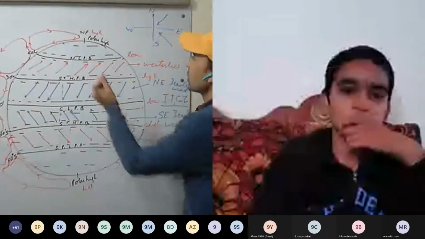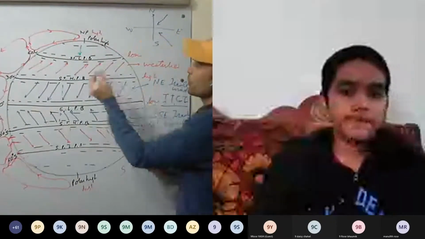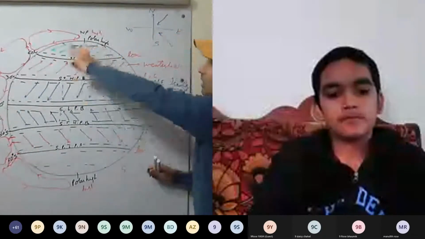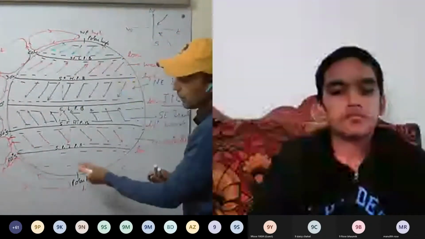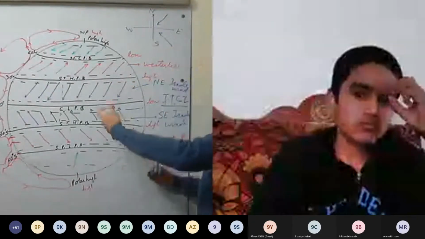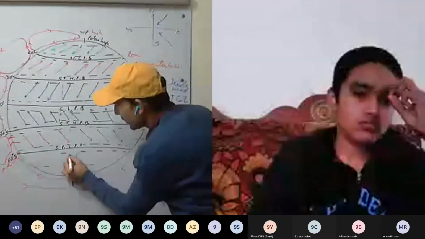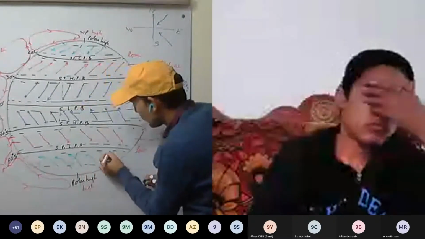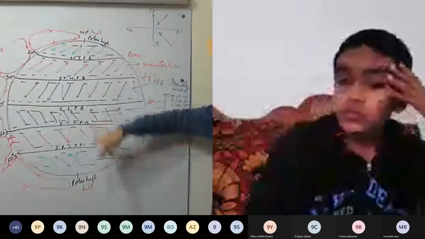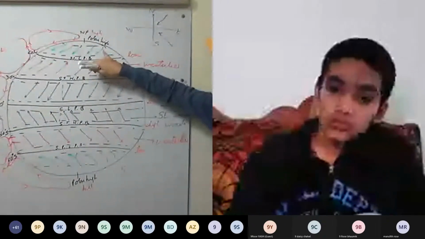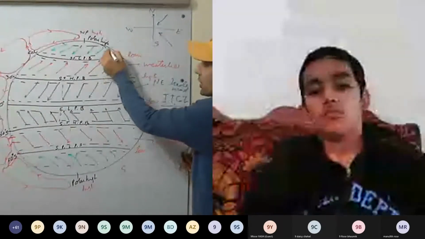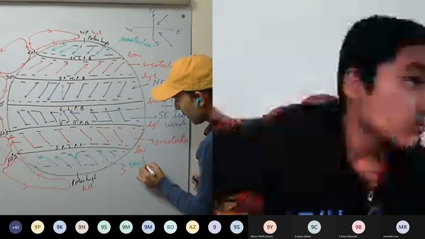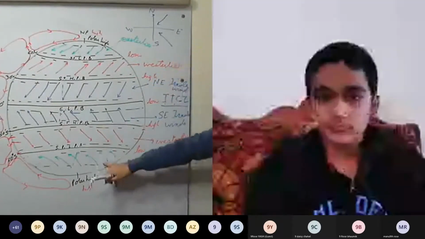See here, the wind direction should be like this, but because of the Coriolis effect, they are deflected towards the right. I drew it wrong earlier, so this will be the direction. Similarly, in the southern hemisphere, these winds get deflected towards the left. Here there will be more deflection as compared to the westerlies, and these winds seem to be coming from the east. So these winds are called easterlies, and they are very, very cold winds.